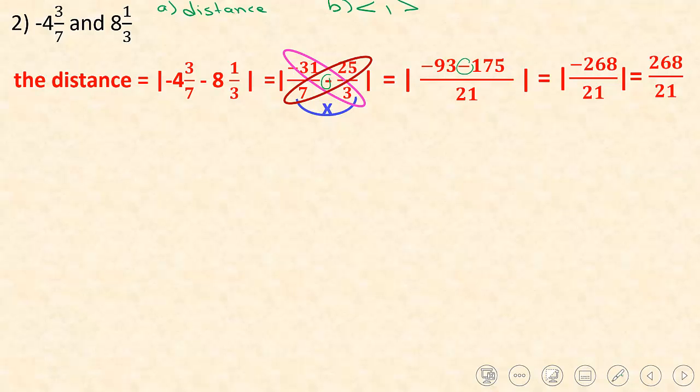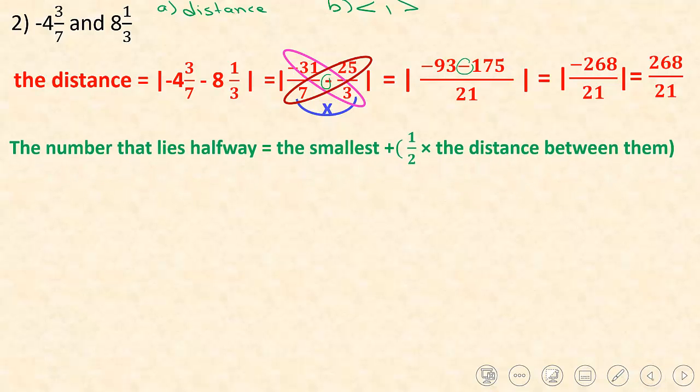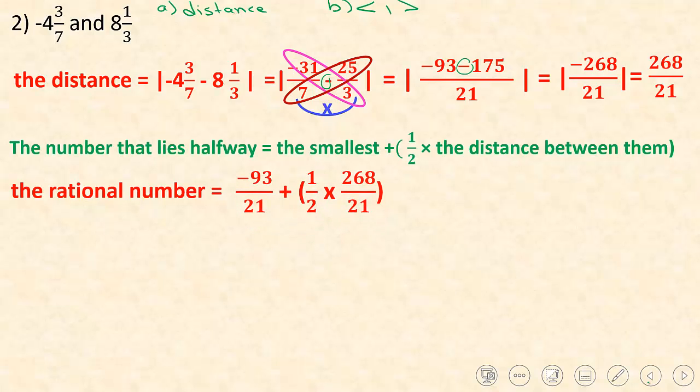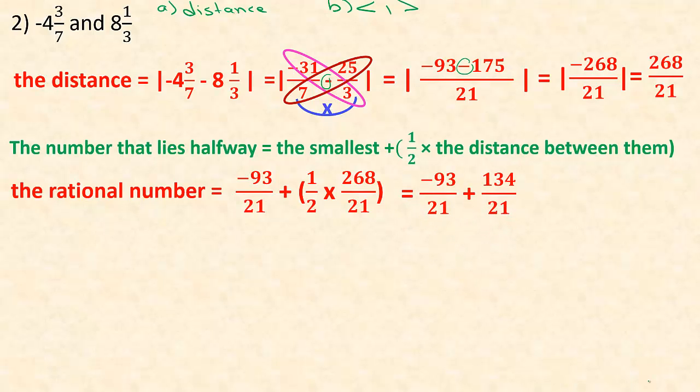Let's go now and find the number that lies half the way from the smallest side. We know that the smallest number is negative 43 over 7, and the distance I have already calculated to be 268 over 21. So it's easy to substitute in the rule. So the rational number lying half the way from the smallest side is equal to the smallest number, which is negative 93 over 21, plus half times the distance, which is 268 over 21. Doing the bracket first, so negative 93 over 21 plus 134 over 21.